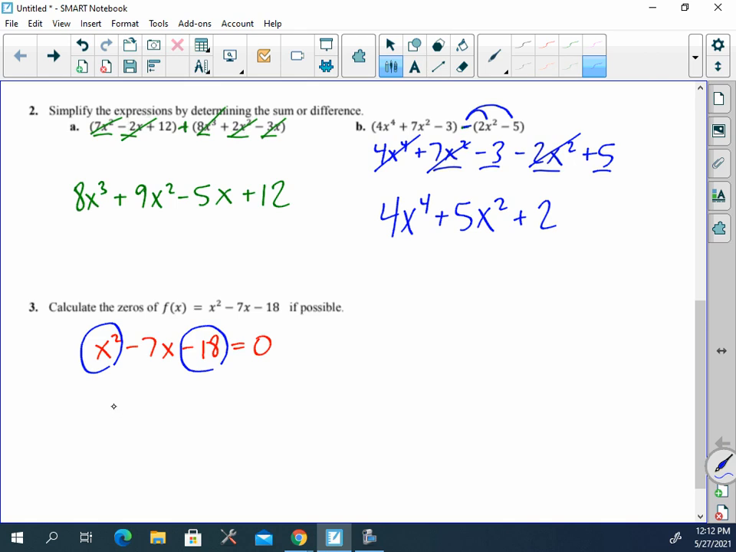What do I get if I multiply this? Negative 18x squared. And we're trying to multiply to that, and then we're trying to add to negative 7x. So we're going to try to add here.